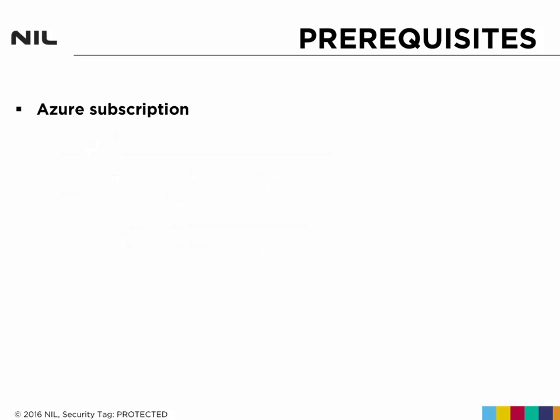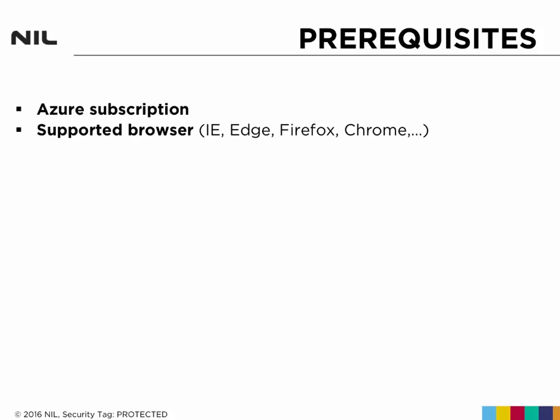The next thing you need, at least for beginners, is some kind of supported browser. For connecting to the virtual machines, you need an RDP client, which is built into Windows machines, and an SSH client like PuTTY or any other favorite SSH client to connect to the Linux machines.